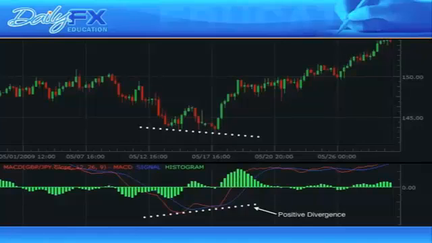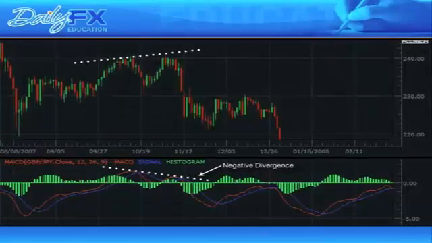After discussing crossovers, we moved on to discuss MACD divergence. There are two types of divergence, positive and negative. Positive divergence occurs when the MACD prints a new high, while the pair's price prints a new low. This situation, like you see here in this example, is considered to be bullish and is often taken to mean a slowdown in trend or a full reversal to the upside could occur in the near future.